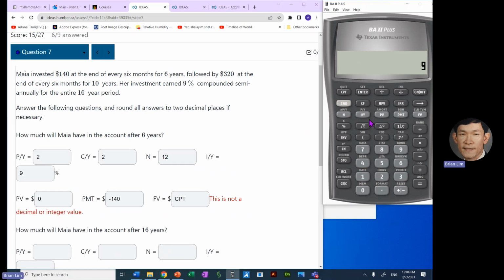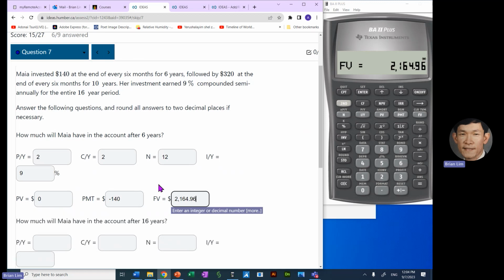Interest rate is 9%, so 9%. Present value is 0; we're starting with 0. We're making contributions of $140, so we put it as negative, and then we can compute the future value. And that future value turns out to be $2,164.96. All right, so there we are.